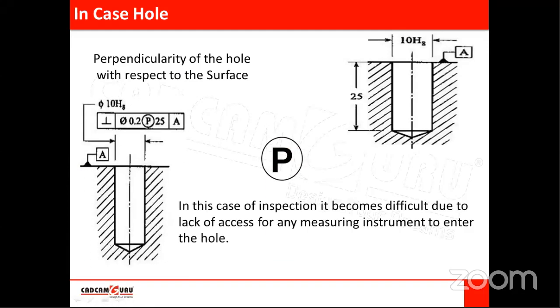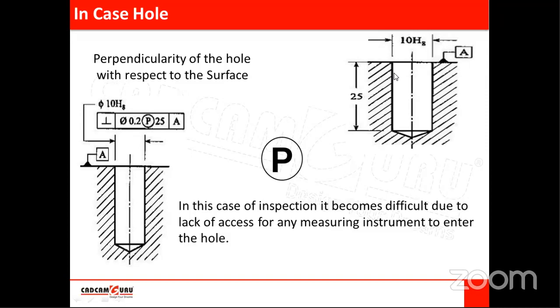In this case inspection becomes difficult due to lack of access for many measuring instruments to enter the hole. While checking with the tri-square, if the hole has a large diameter, we can directly use a tri-square. We can put the stock of the tri-square here on the flat surface, and the blade will be inserted in this cylindrical surface.